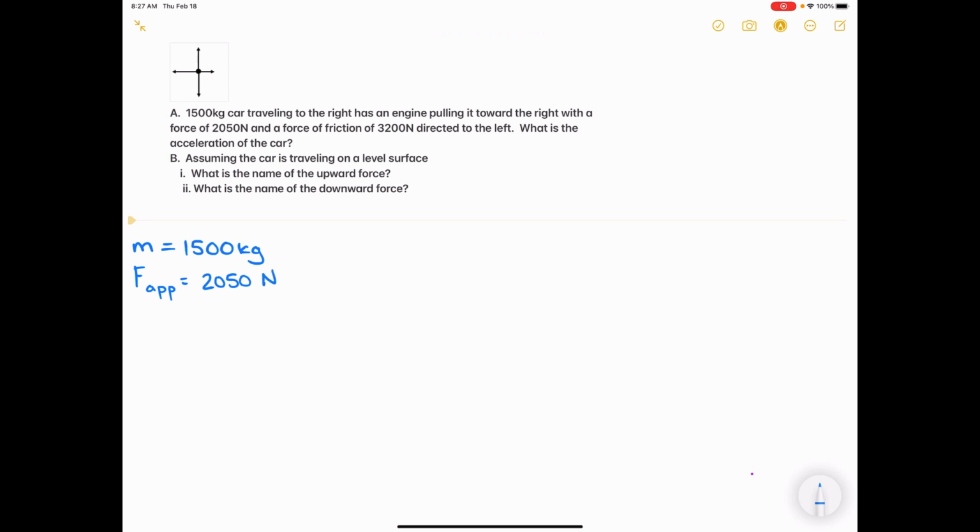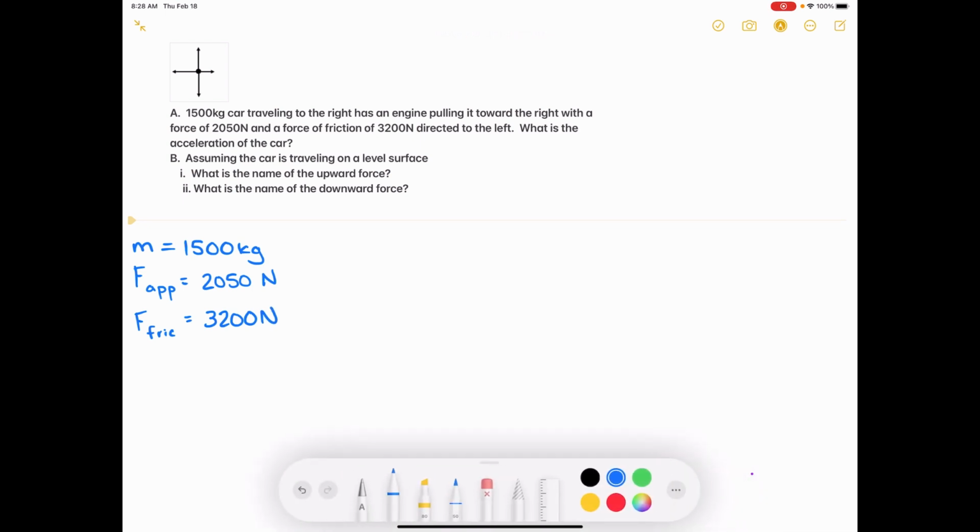And then it also has a force of friction of 3,200 directed to the left. So that's why we're getting that free body diagram you see above, and that's given to you on the test. They'll give you the free body diagrams for this type of question.